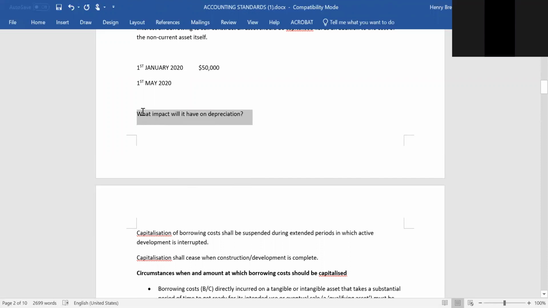If you capitalize the interest, we are saying, what impact will the interest that you have capitalized have on depreciation? We are saying that we can also calculate depreciation in that light.